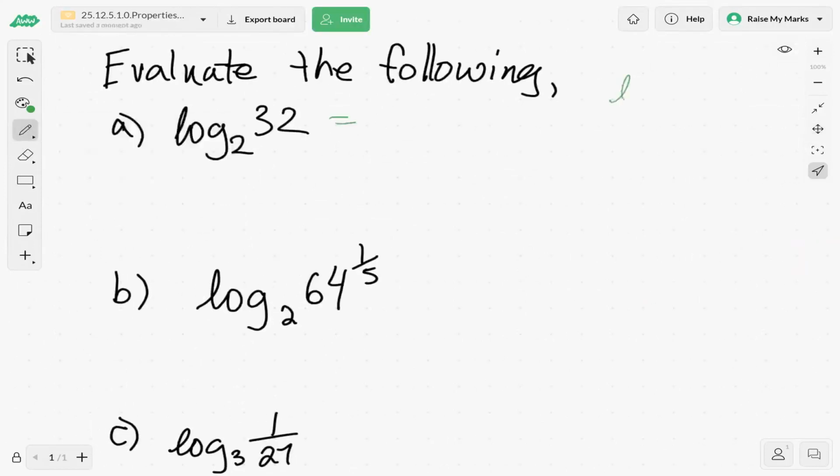Remember, if we have the logarithm base b of y equals x, this is the same as saying base b raised to the power x equals y. So the logarithm is the inverse of the exponential function. Here we need to determine 2 raised to what power equals 32. Well, that equals 5.